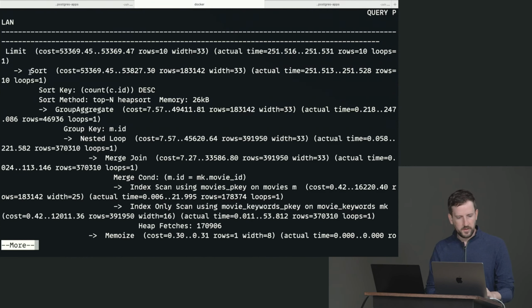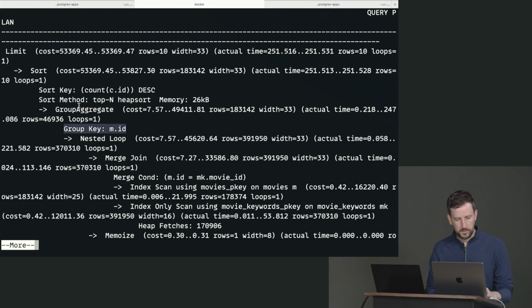But here you can see that the sort cost this. Most of the sort's cost was in its setup. It had to sort 183,000 rows. That's a lot. It's sorted by the count. It did a heap sort. I don't know anything about sorts, so I don't know how it chooses that.